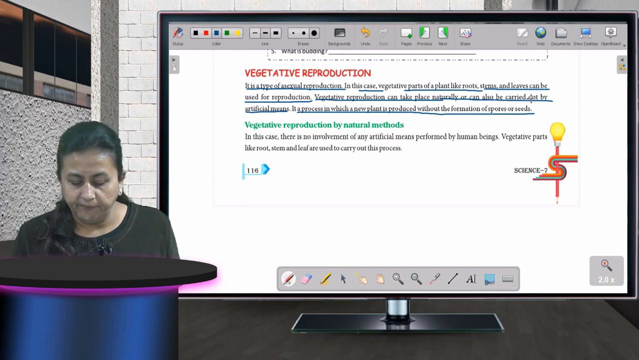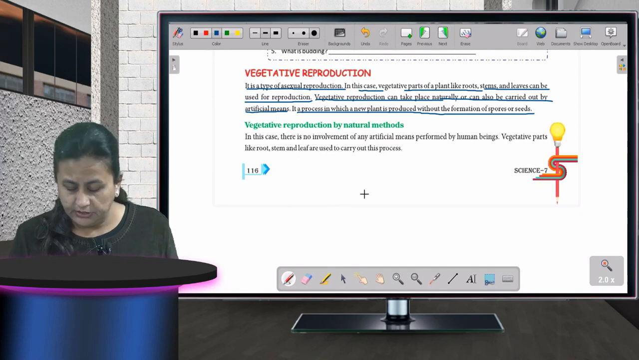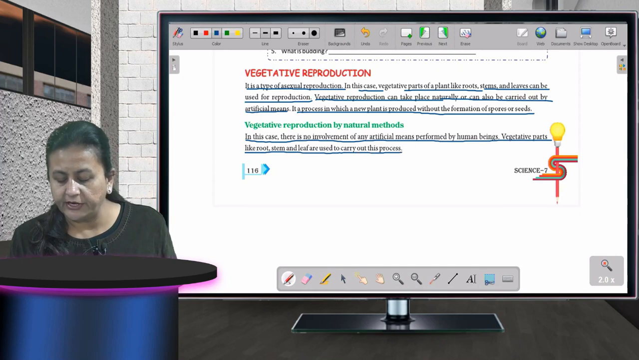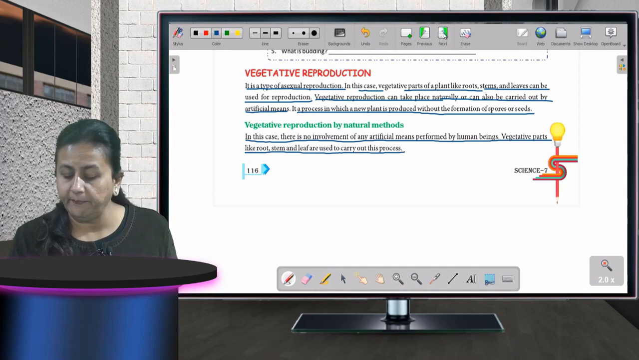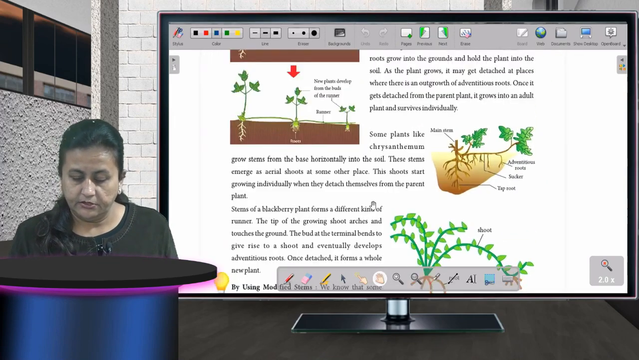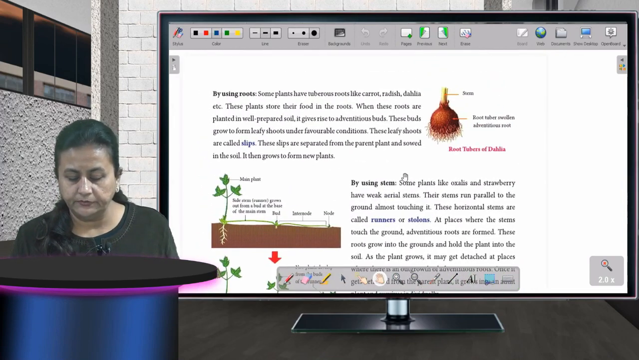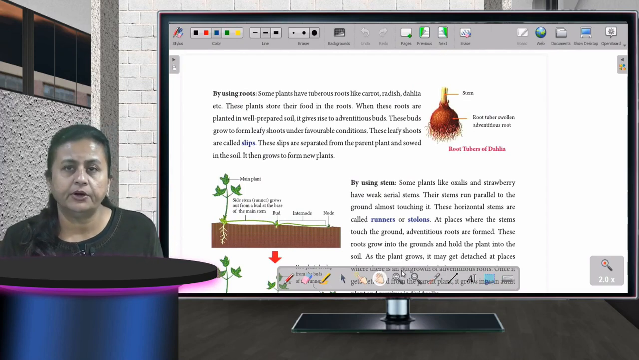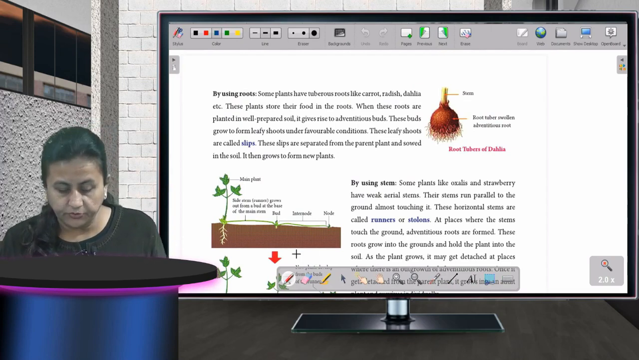Now if I talk about natural means, in this case there is no involvement of any artificial means performed by human beings. Vegetative parts like root, stems and leaf are used to carry out this process. Now you can see on your screens what the different vegetative parts are. I told you just now about roots, so we will be studying about the roots now.